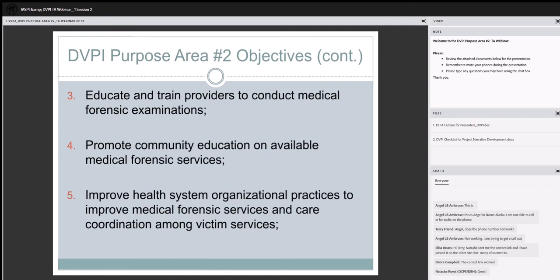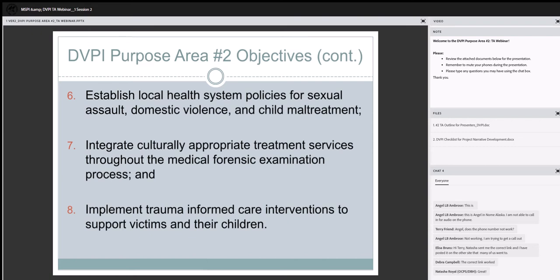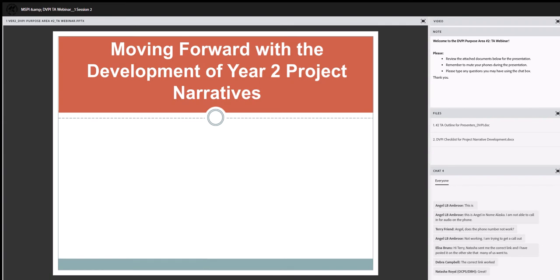medical forensic exams, improve health system organizational practices to improve medical forensic services and care coordination among victim services, establish local health system policies for sexual assault, domestic violence, and child maltreatment, integrate culturally appropriate treatment services throughout the medical forensic examination process, and implement trauma-informed care interventions to support victims and their children. So, you guys all know that. Those are the objectives. Again, we went over them in Denver.